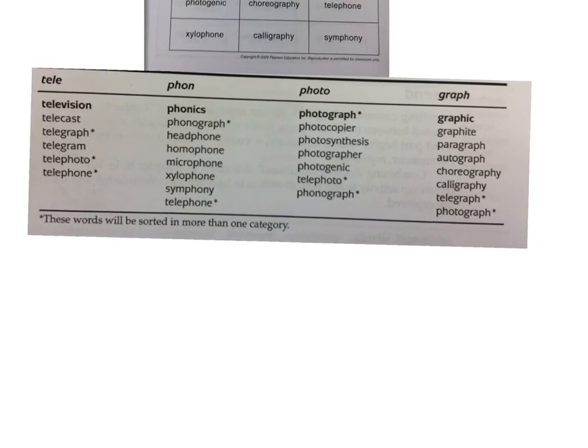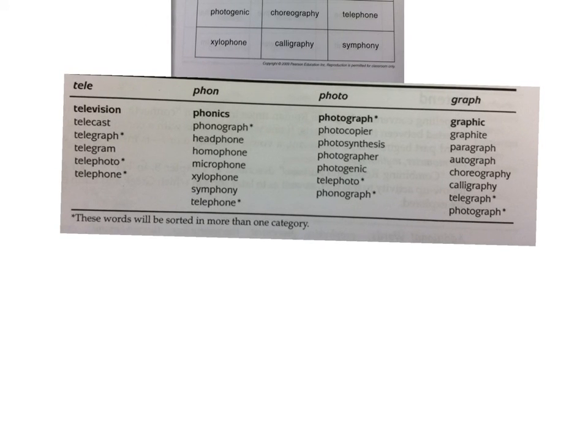Okay, so here are your sorted words. Telephone, photo, and graph. Notice that the starred words would fit into multiple categories, so they should be written twice.